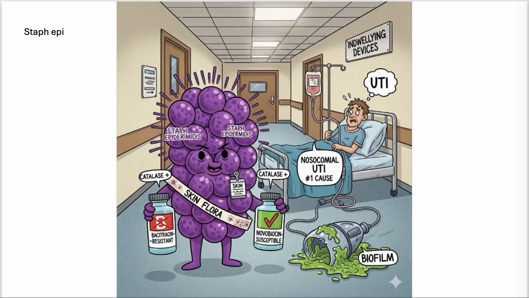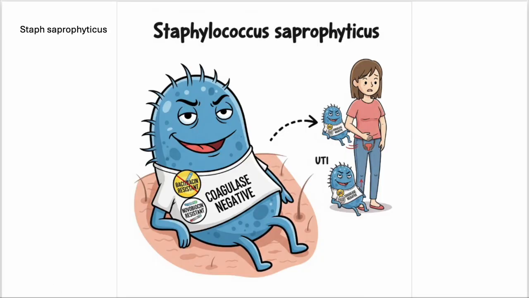Let's see, what else? Only coagulase negative staph and micrococci are routinely tested for full susceptibilities. All right, let's go ahead and move on to staph saprophyticus. So again, this one is novobiocin resistant, bacitracin resistant, coagulase negative. It's in that grouping of coag negative staph.